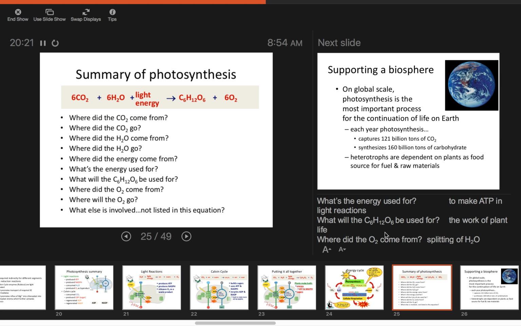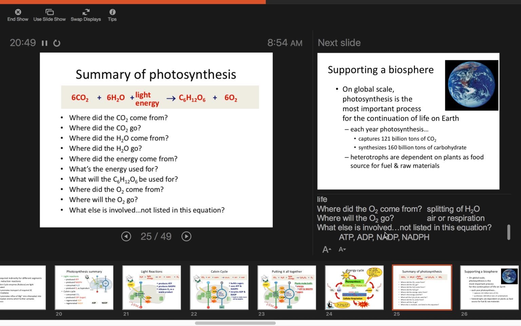Where did the oxygen come from? Breathing in. Oh, from the water. What? The water. Yeah, the water. So from the splitting of water, and then where does it go? Just 6 oxygen. Into the air. It's going to travel through the stomata. If you remember that, it goes back to the air. All right.